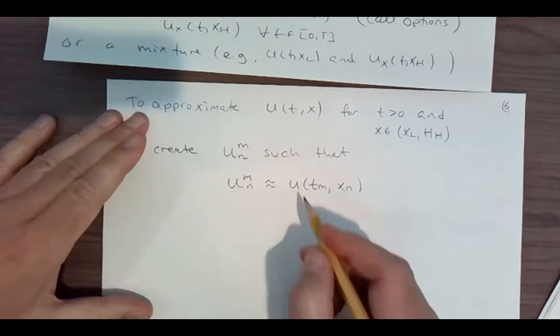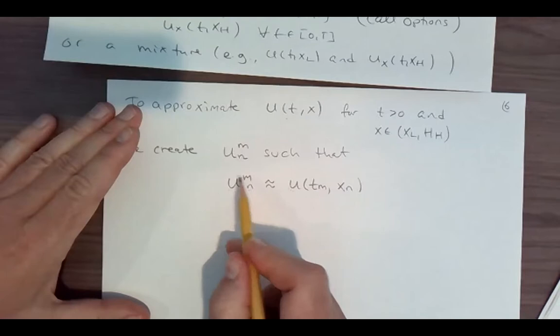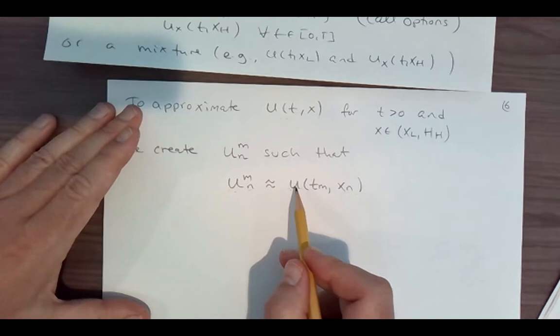This quantity U, of course, does not depend upon how we chose the grid. This one here is going to depend upon how we choose the grid, because a finer grid is going to give me more values on the left-hand side. U does not depend on that, it's just the actual solution.